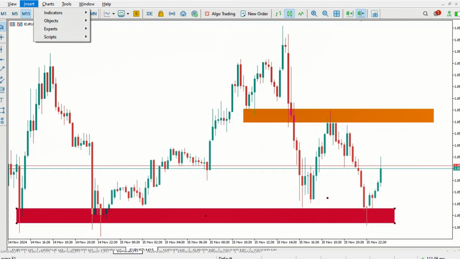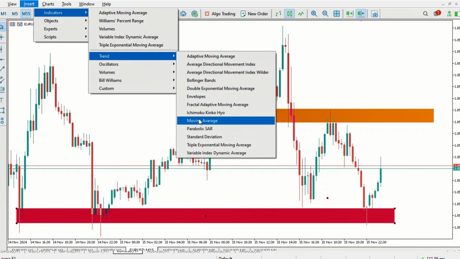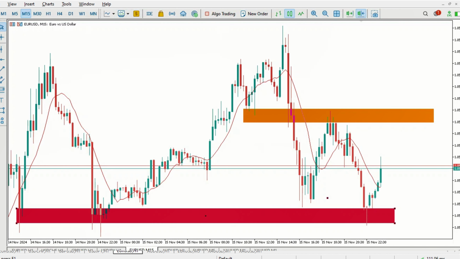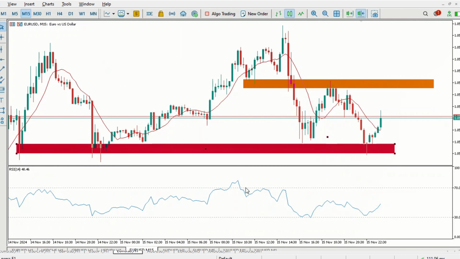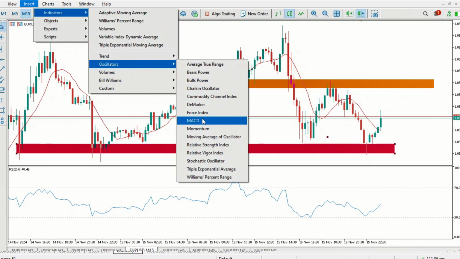Then, use a couple of indicators to confirm trends. A moving average can help identify direction, while RSI or MACD can show momentum or potential reversals. Keep it simple to avoid overloading your chart.